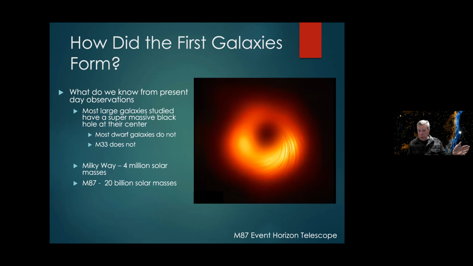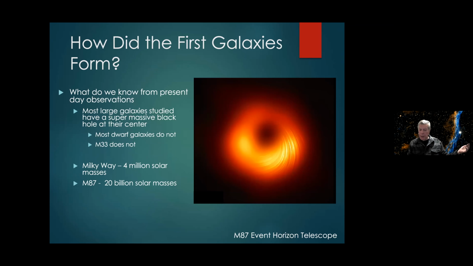Now we find that most large galaxies that we've studied do in fact have supermassive black holes. However, not all of them. And so whatever model or hypothesis we come up with, we're going to have to come up with a multi-prong approach where some galaxies form with black holes and others do not. Most dwarf galaxies do not have massive black holes at their center. And in fact, one of our favorite galaxies to image, M33, strangely enough, does not have a massive black hole, even though it is a fairly large galaxy.